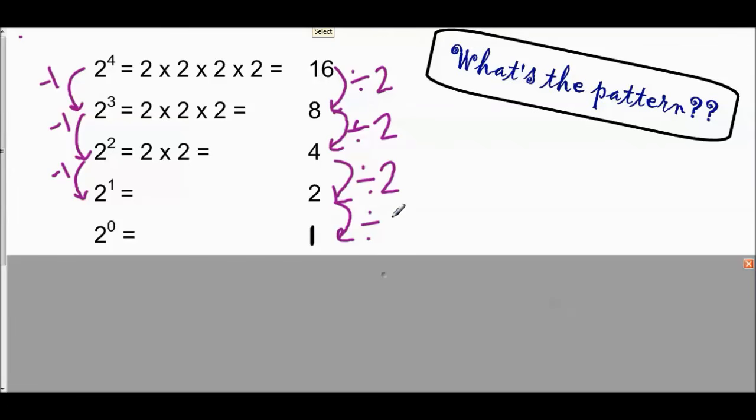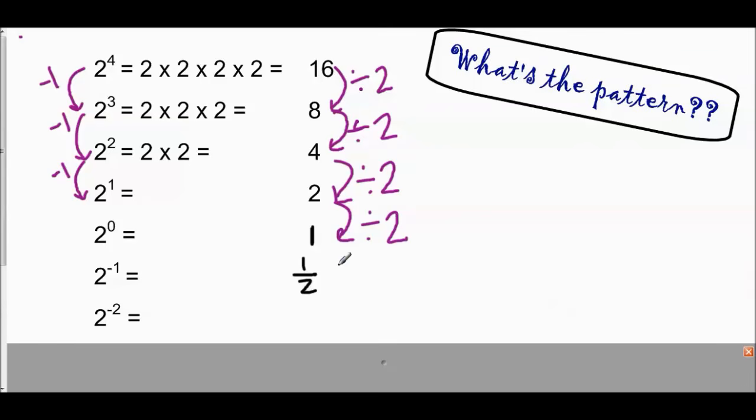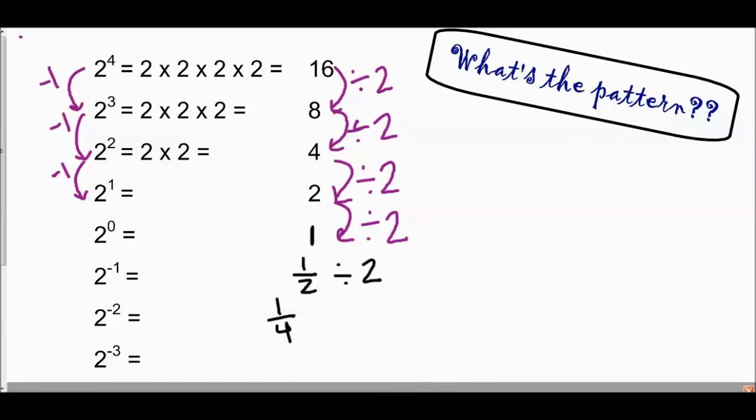Okay, so let's continue that again. If I divide 1 by 2, I would get 1/2. Let's continue again. If I divide by 2, 1/2 divided by 2 would be 1/4. If I were to continue that again, I'm going to have 1/8.